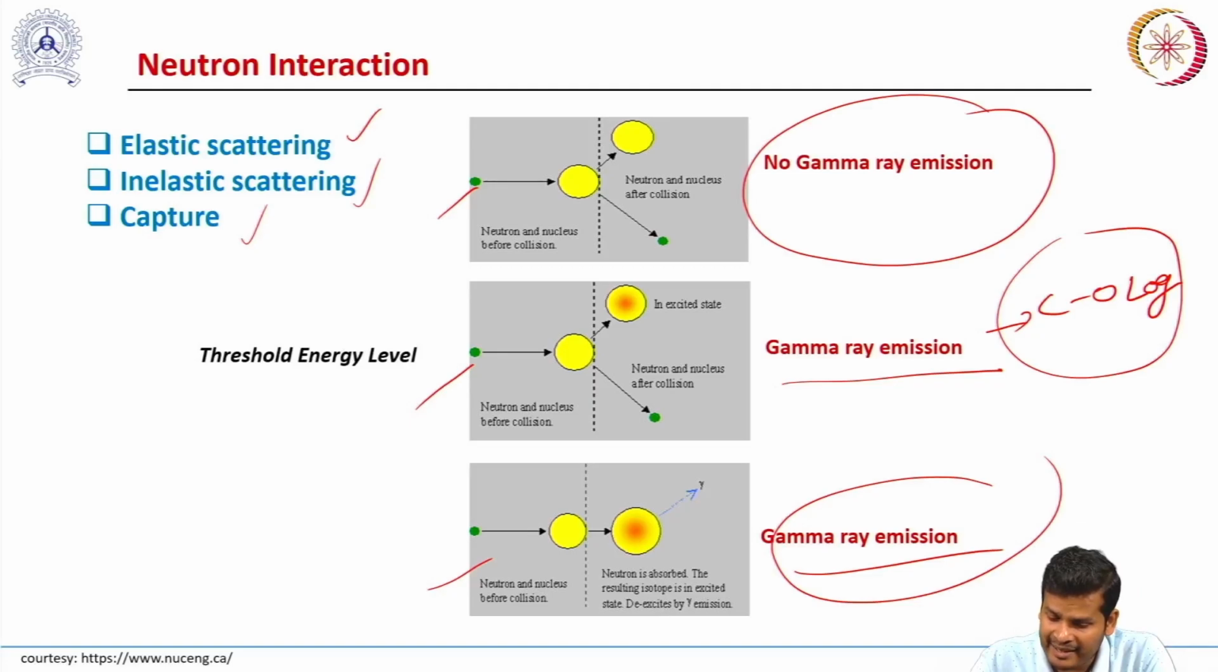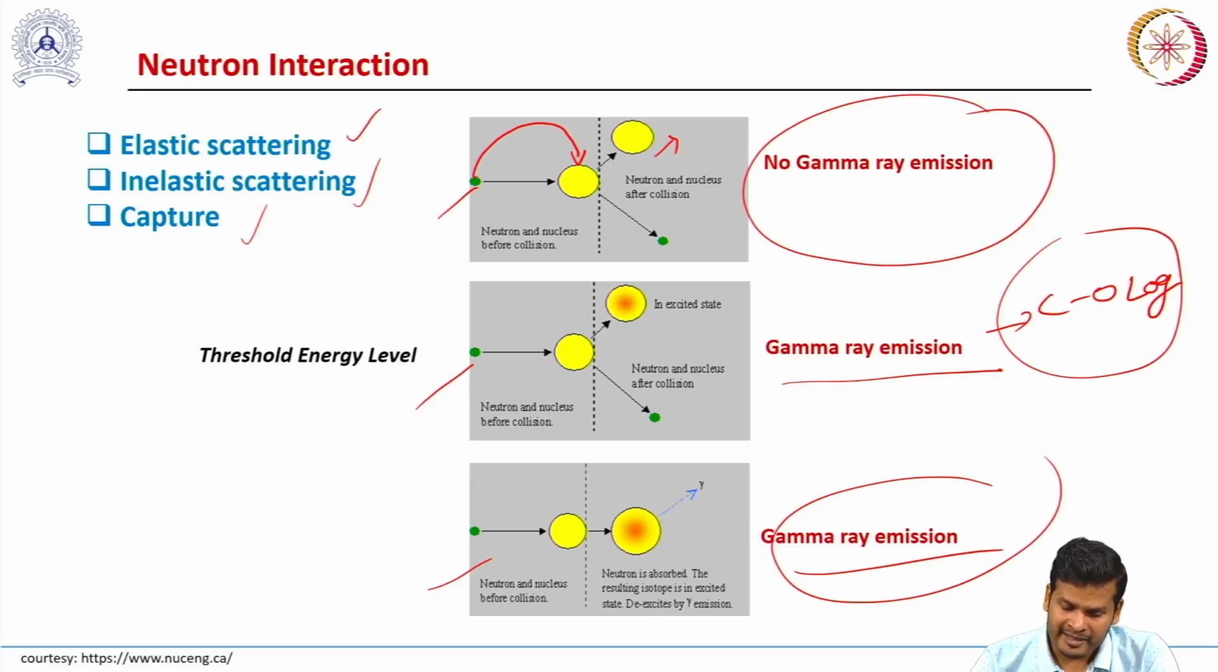So in elastic scattering, what happens? The neutron is going to collide with the nucleus. After that, the neutron will travel its separate path, and the nucleus will travel in a separate path. The total kinetic energy remains the same in this collision. That means when the neutron collides with the nucleus, it will transfer some of its energy to the nucleus, and the kinetic energy of the nucleus will increase and the kinetic energy of the neutron will decrease. So in elastic scattering, no gamma ray emission is taking place. Total kinetic energy before the collision and after the collision remains the same. There is no loss of energy anywhere.